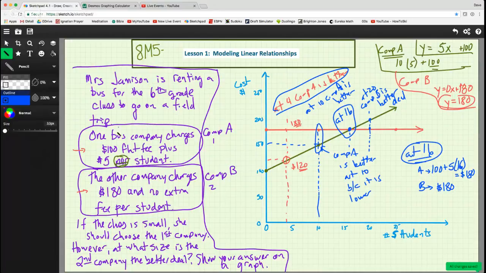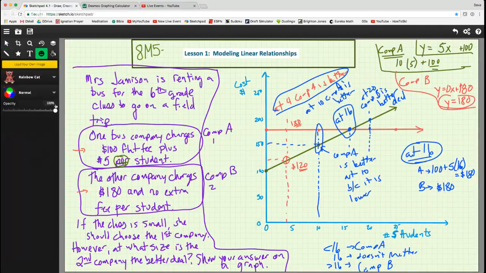So if Mrs. Jameson is a good algebra teacher, she'll say, oh, well, it's 16 people, I can go with either. But if I have more than 16, I'm going to use company B. At less than 16, use company A. At 16, it doesn't matter. And greater than 16, I'm going to use company B. All right.